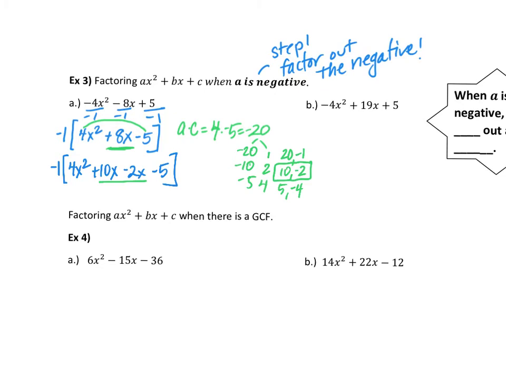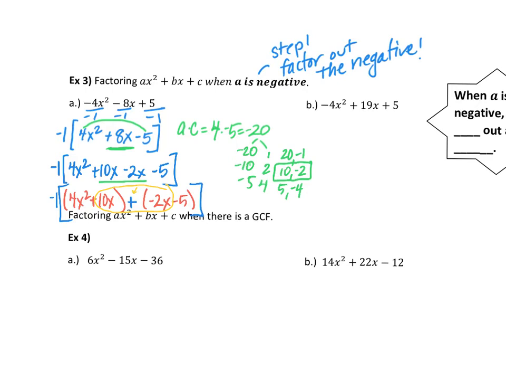Okay, so then from there, you're going to have to go ahead and group so that you have 4x squared plus 10x, and then plus negative 2x minus 5. Now notice that it's 10x minus 2x, but I did 10x plus a negative 2x right in here because you want to make sure that you're always adding the groups together, okay?